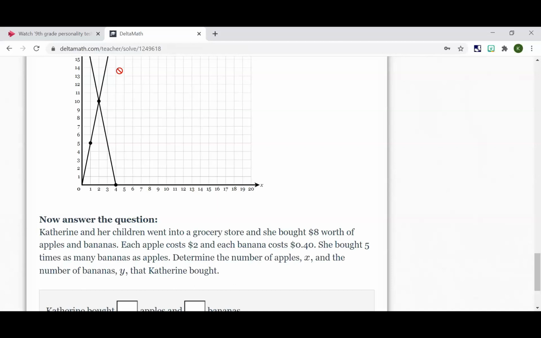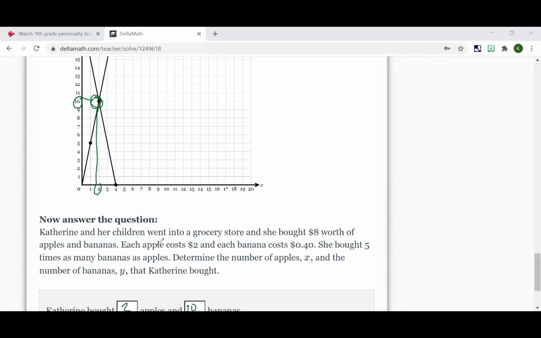This is the part that people sometimes have a little trouble with. So I'm looking right here at this point where they cross, and the x coordinate of that point is 2 and the y coordinate is 10. So then my final answer would be 2, 10, and it's just good to check it.